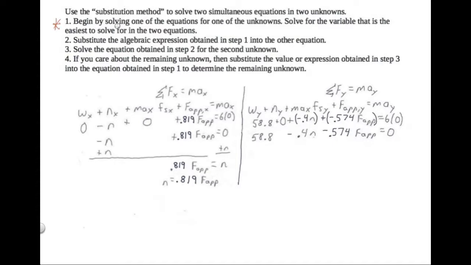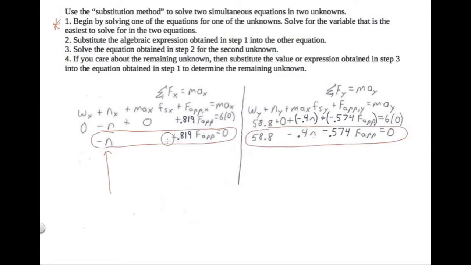Step 1, begin by solving one of the equations for one of the unknowns. And you should try to solve for the variable that's the easiest to solve for. Well, if you compare this equation and this equation, I would say that the easiest variable to solve for is n in the Newton's second law x equation, because this is the only one of the variables that is not being multiplied by a number. So let's solve for this variable n.